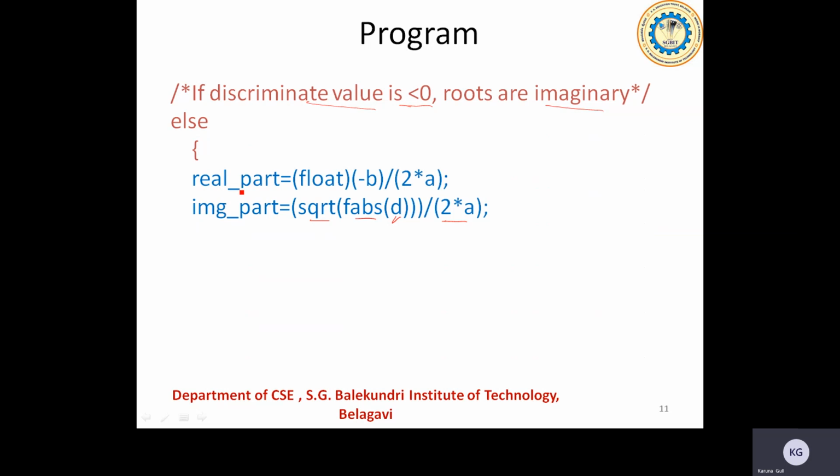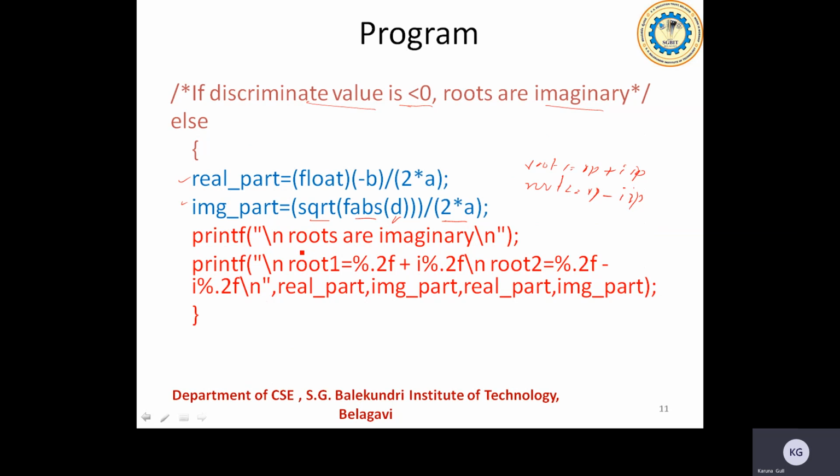So I have to take care of printing this whenever I print the roots of a given equation. I know that root 1 is equal to real part plus i times the imaginary part. The same thing is true for root 2 also, real part minus i into IP. So I got the real part, I got the imaginary part, only I have to take care of printing the same thing here. So I'll do the same thing now.